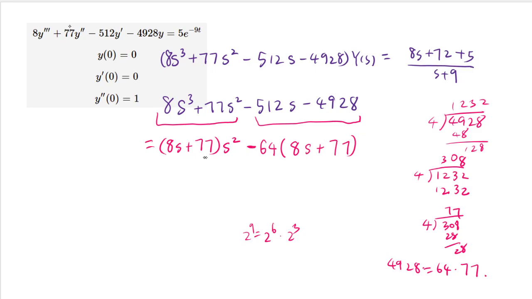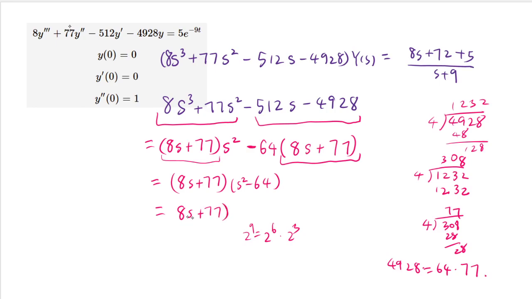And finally, then these two are common. If these are not the same, then the factor by grouping fails, but now they are indeed the same, so the factor by grouping does work, and you end up with s squared minus 64. And s squared minus 64 can be factored as s plus 8 and s minus 8, because this is a difference of two squares, right? So you have 8s plus 77 times s plus 8 s minus 8.